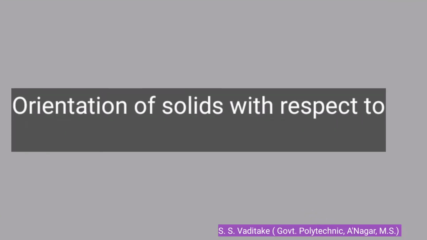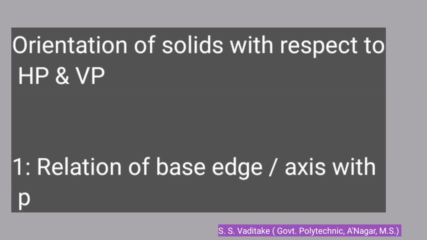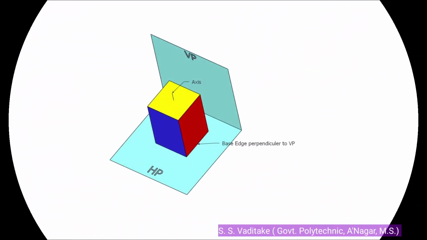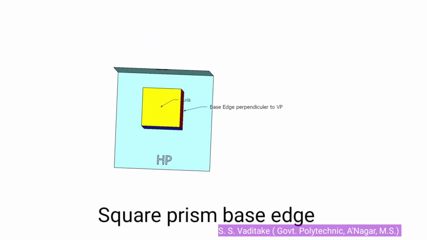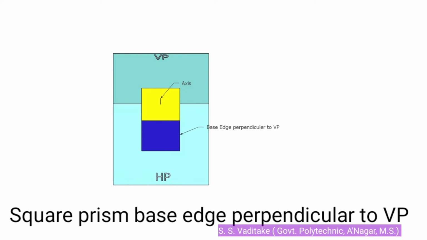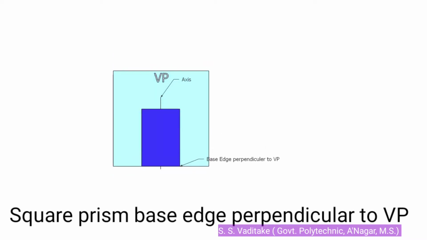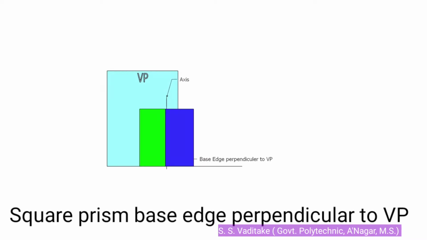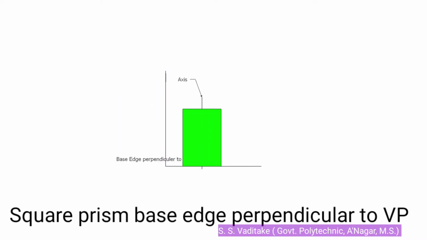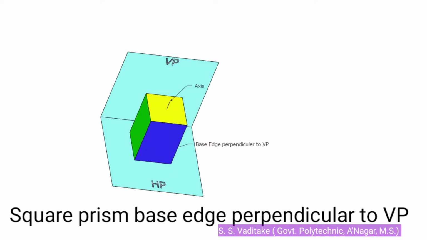While solving the problems in Unit 3, at first we have to consider the orientation of solids with respect to HP and VP, in which we have to study the relation of a base edge or axis with respect to the planes, which assists to initialize the position of the solid at the first stage. If a problem statement gives such data for a given prism, that its base edge is perpendicular to VP and axis is perpendicular to HP.